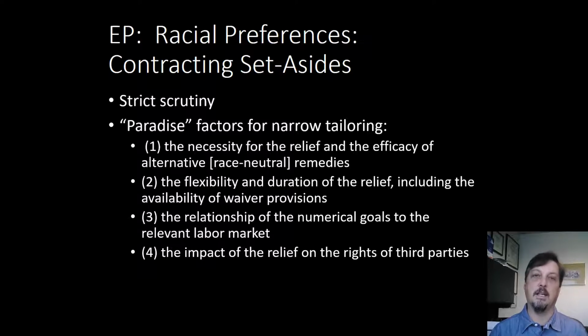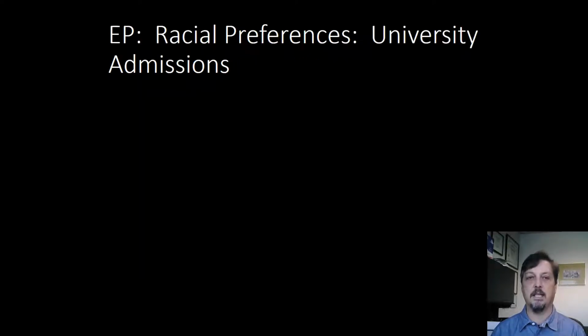And we talked about a case that isn't really talked about in our book, but I gave you this information, the Paradise case and the factors under that case that often help the court determine whether a particular set-aside scheme is in fact narrowly tailored.